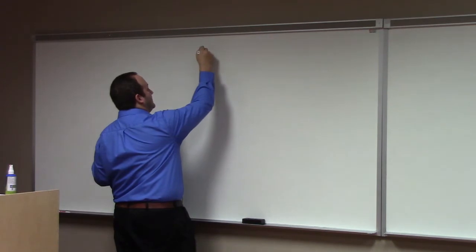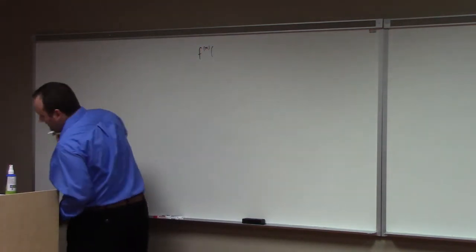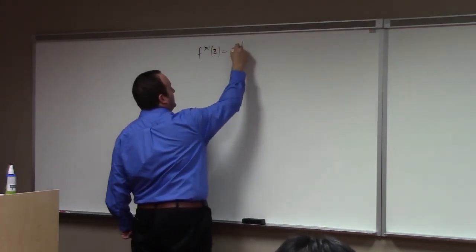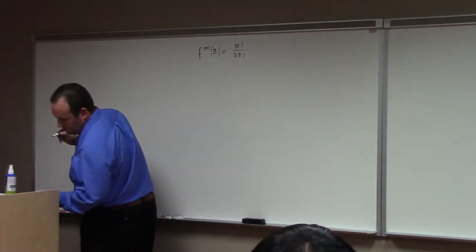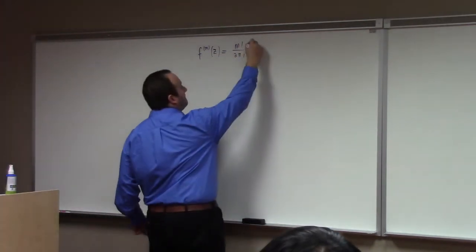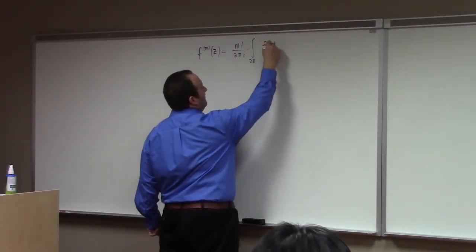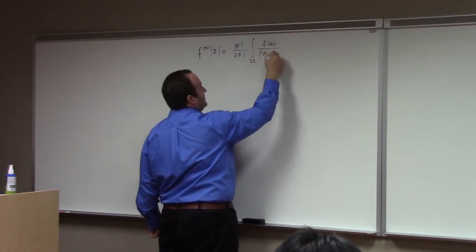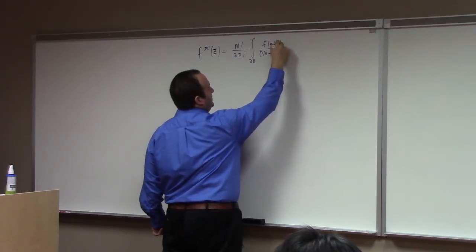Let's see here. So f, the mth derivative of f at z is equal to m factorial divided by 2 pi i, I believe, the integral over the boundary of D of f of w over w minus z to the, I believe, m plus 1th power dw.